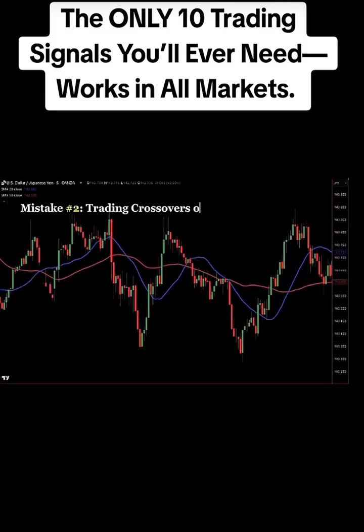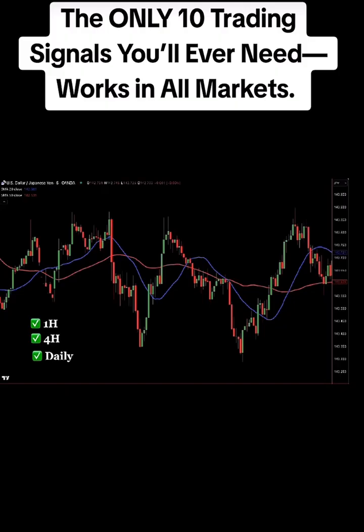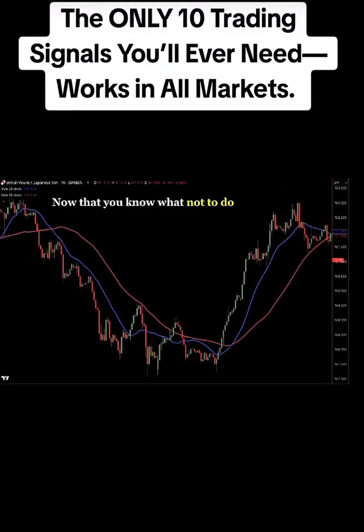The second mistake is trading crossovers on lower time frames. Lower time frames mean more noise, more ranging markets, and more false signals. The crossover strategy was designed for trending environments, and trends are much more reliable on higher time frames like the 1 hour, 4 hour, or daily charts. On the 5-minute or 15-minute chart, you'll be trading in chop most of the time, and that's where most traders lose money.